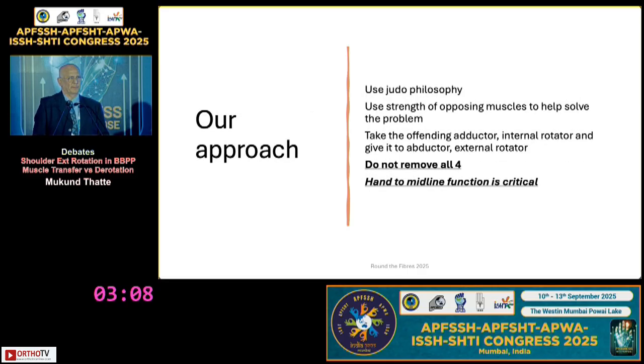Our approach is treat the cause. The cause is the misbehaving muscle. So use the judo philosophy. Use the strength of the opponent to help solve the problem. So if we take the offending adductor, internal rotator, and give it to abductor, external rotator, we never ever remove all 4 because hand to midline function is very, very important.